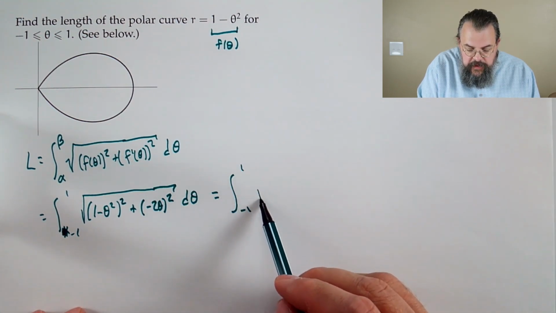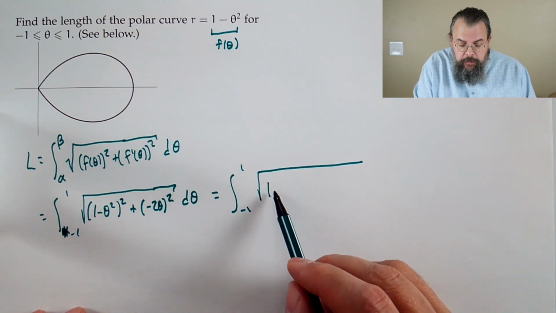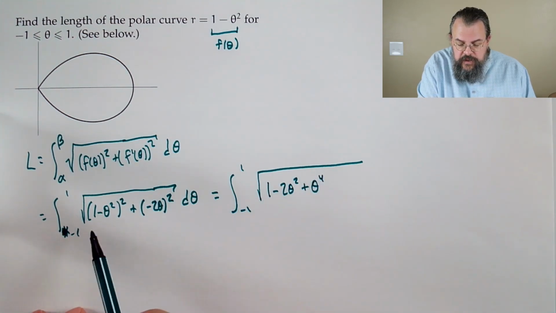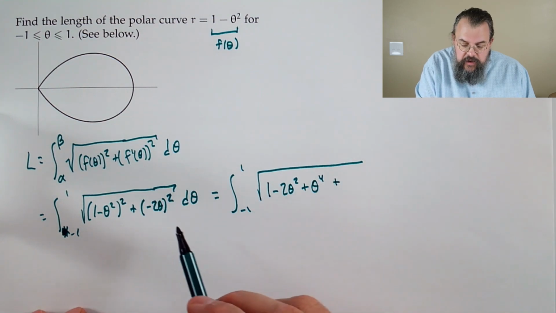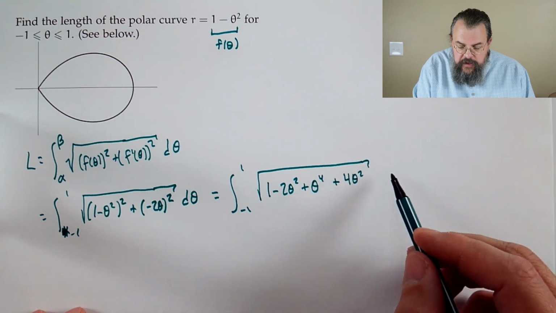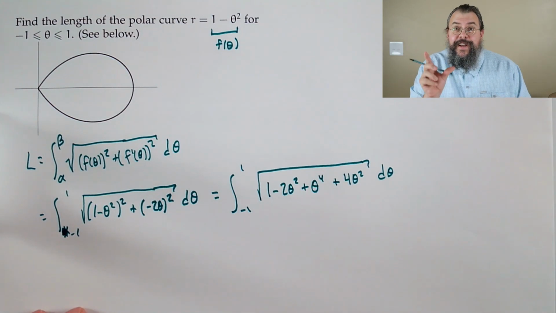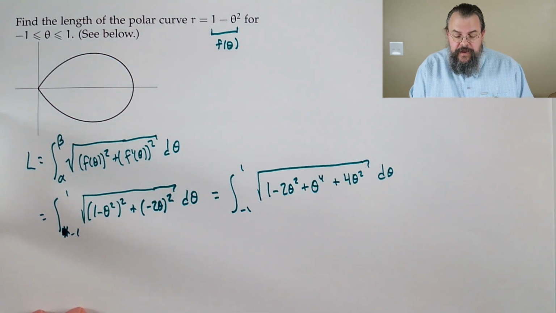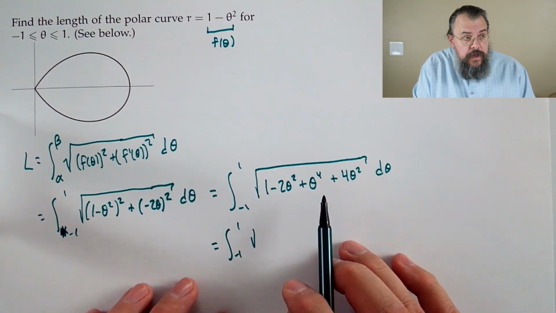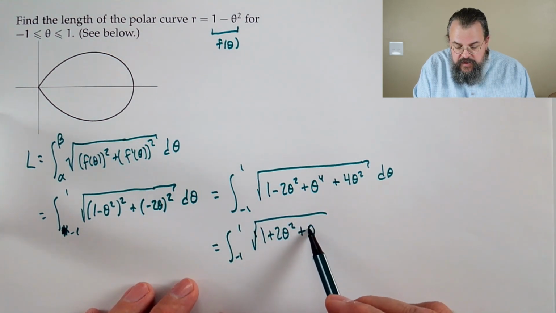Let's expand that and see what we get. So when we expand the first term, we're going to get 1 minus 2 theta squared plus theta to the 4th. So that's just the first term expanded out. Plus, here, what do we get? Well, we'll get 4 theta squared. Hey, minus 2 theta squared plus 4 theta squared combine together nicely. So we see this is -1 to 1, square root of 1 plus 2 theta squared plus theta to the 4th.